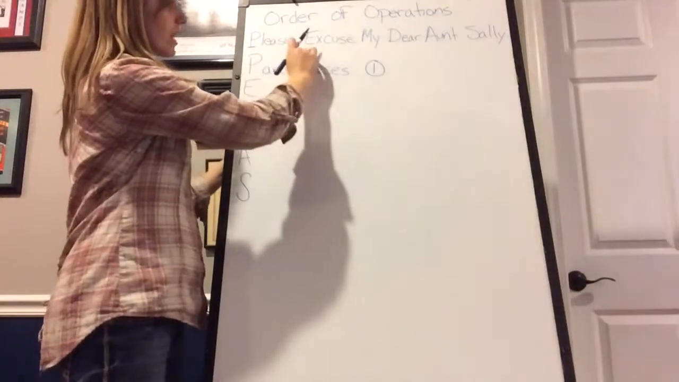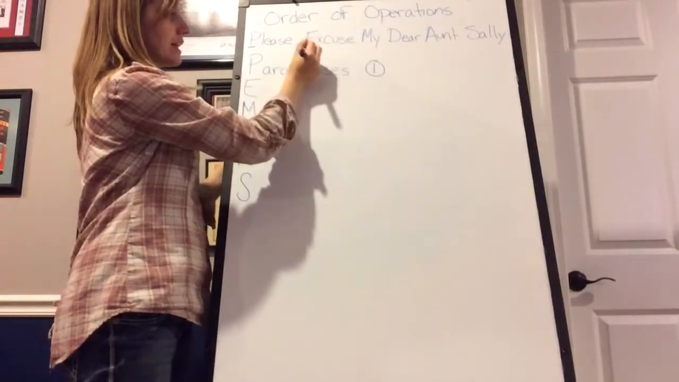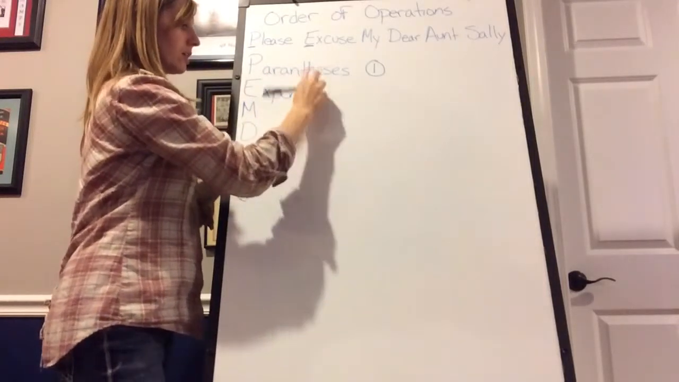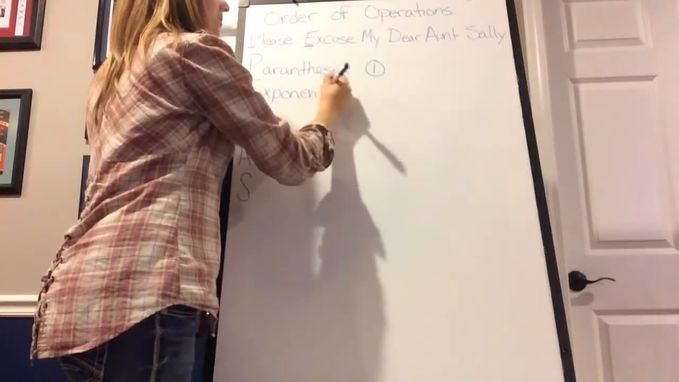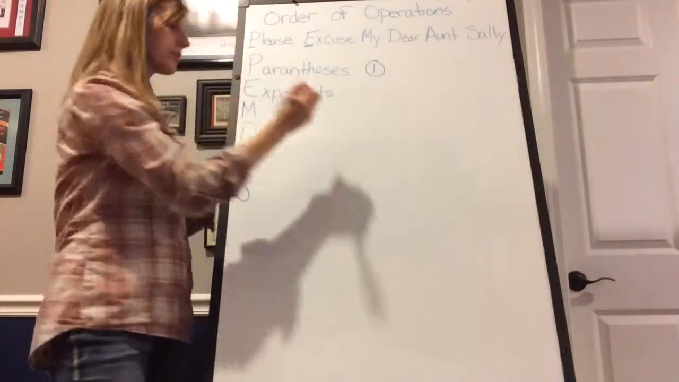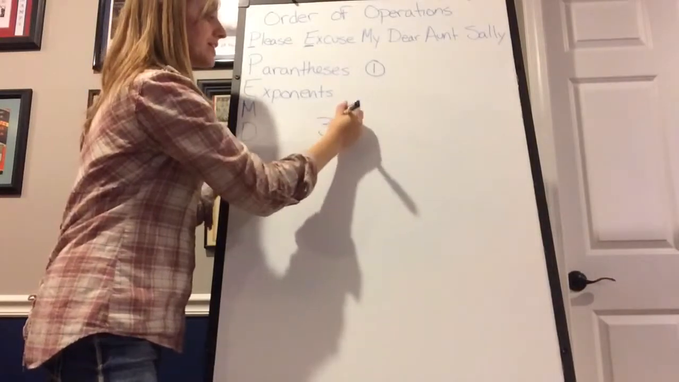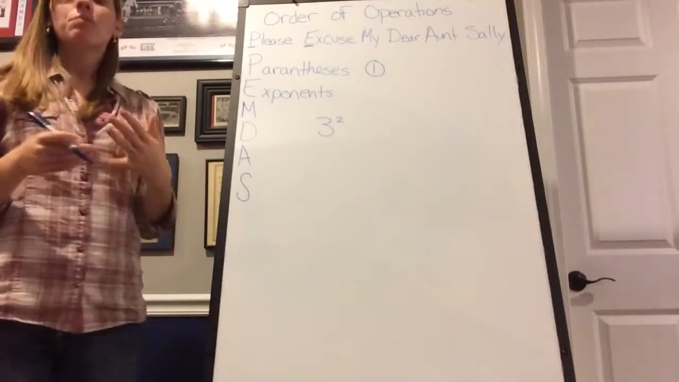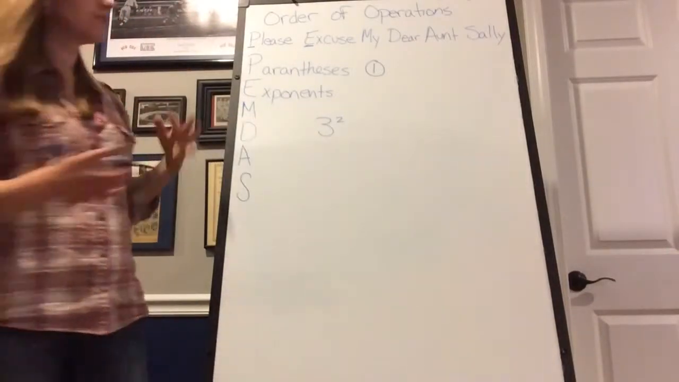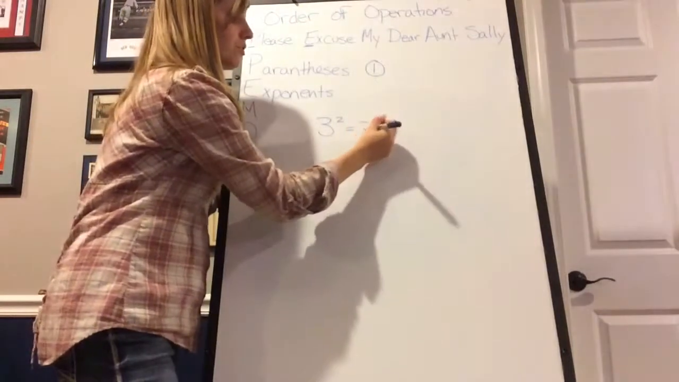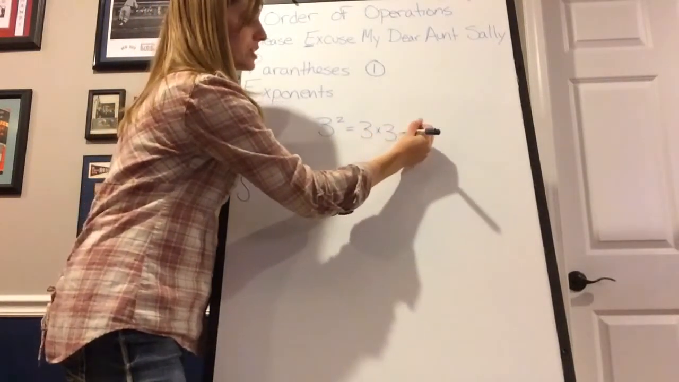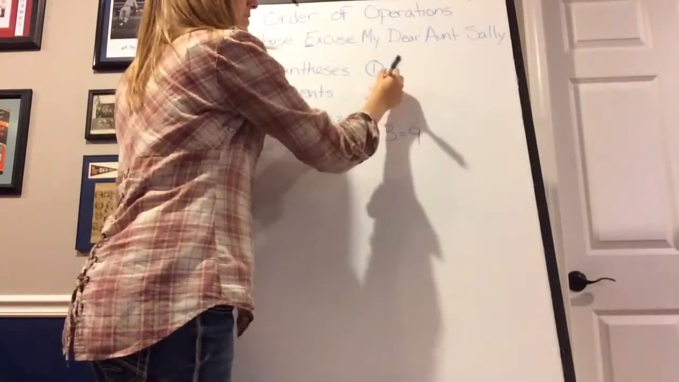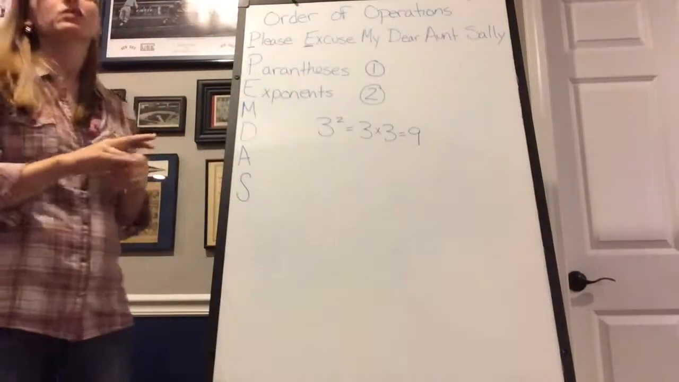Excuse me. The next word is excuse. It starts with an E. The E stands for exponents. Now, exponents are those small numbers in the upper right corner. Like if you have, let's say, 3 to the second power, the 2 would be considered the exponent, and it just means that you multiply the large number by itself that many times. So this would mean 3 times 3, which is 9.